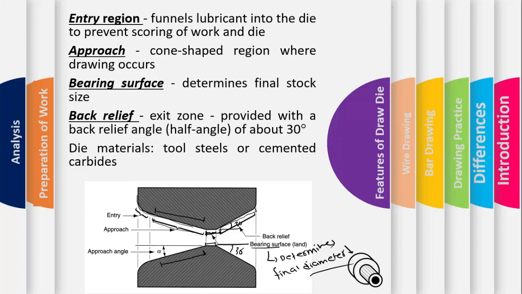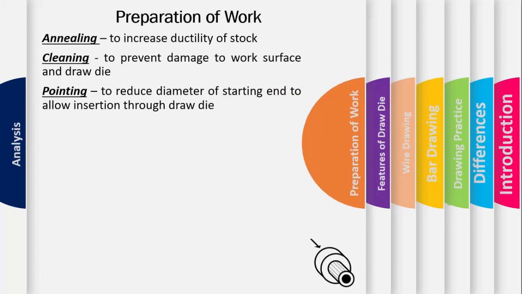Before performing the drawing operation, there is a preparation of work. That is, we prepare the material before the drawing operation. The first one is the annealing, as we have already discussed. The purpose of the annealing is to increase ductility or to soften the material. Then we have cleaning to prevent damage to the work surface and draw dies. So we clean the surface of the dies as well as the work part, so there are no oxides on the surface that end up damaging the surface of the material or the die.